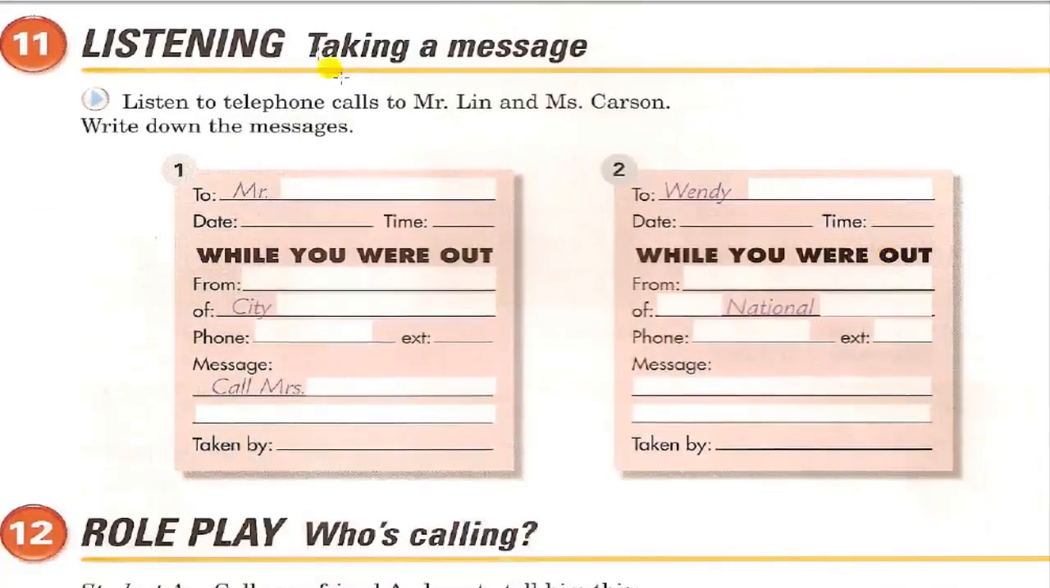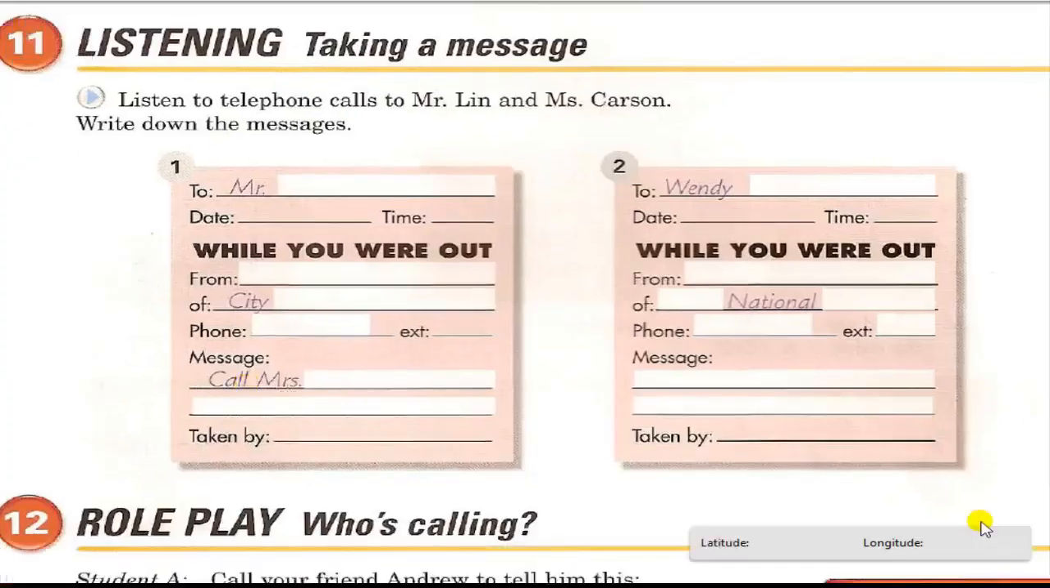Exercise number 11. In exercise number 11, you will have listening, taking a message. So in this exercise, you listen to telephone calls to Mr. Lynn and Ms. Carson. You write down the message, and you fill the blanks like from, of, phone number, extension number, what is the message, and taken by who? Sometimes it's not the secretary, but the name of the company. You will listen two times. Please try to answer fast. It's not easy. Page 104.